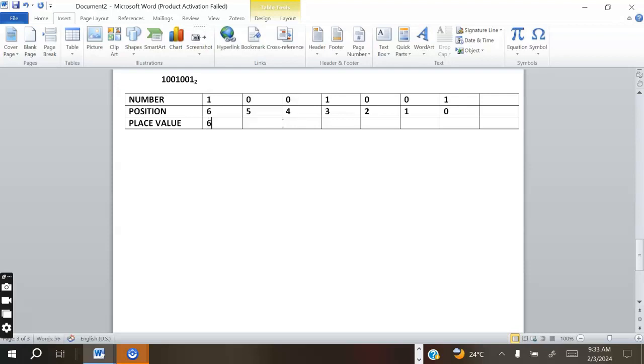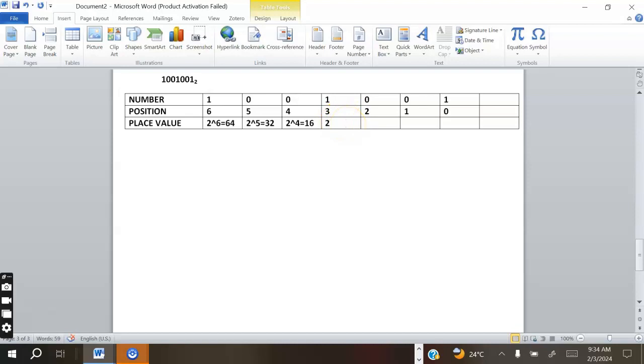This one is supposed to be 2 raised to power 6, which is supposed to give us 64. I'm trying now to make the work look a little bit easy and also neat. Then for this one, this is 2 raised to power 5, which is supposed to give us 32. While this one, this is 2 raised to power 4, which is supposed to give us 16.